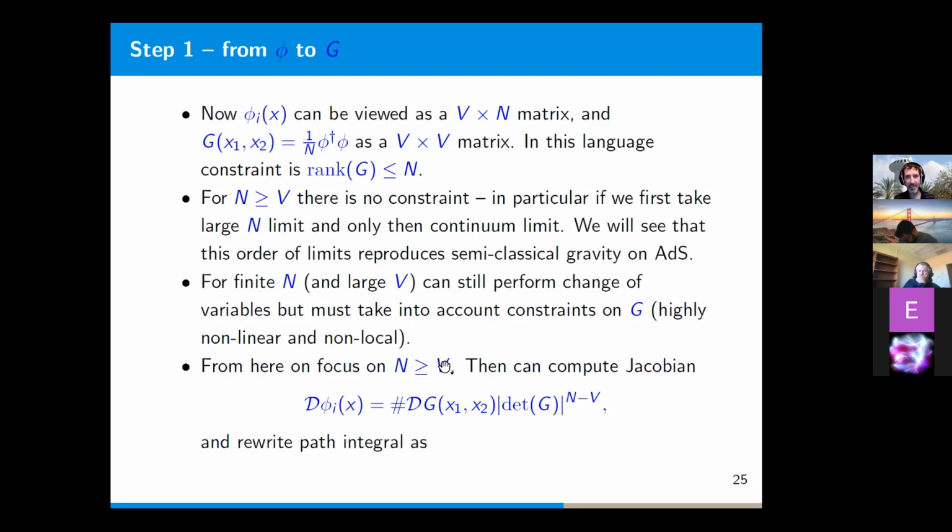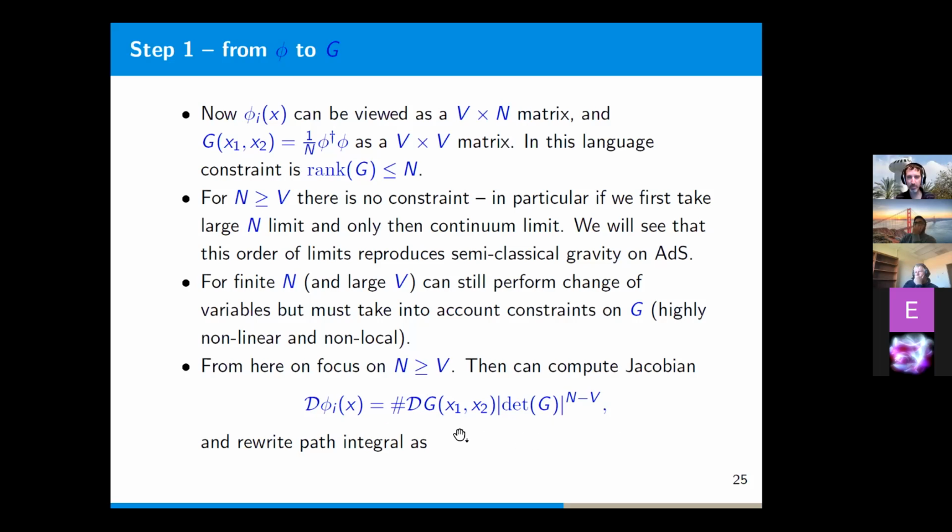And in this case, all values of G can be obtained without any constraints, and we can just map any field configuration phi^I to some configuration of these G's. And it's easy to compute the Jacobian for this change of variables from phi^I(x) to the space of G's. And it turns out to be given just by the determinant of this, again, V by V matrix G raised to the power n minus V.